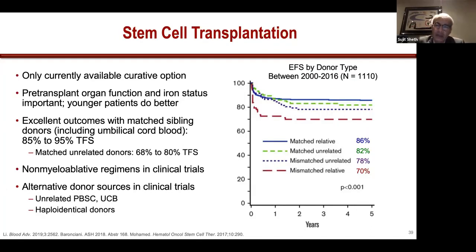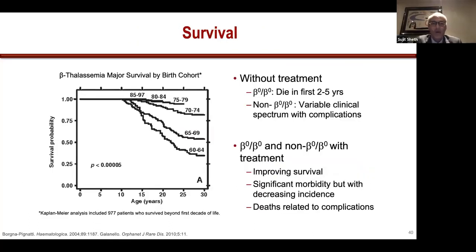So it is the only curative option currently, and it is recommended for individuals who are in good shape and who have a matched family donor. Overall survival: without treatment, individuals with beta-0 thalassemia would die in the first 2 to 5 years of heart failure related to the severe anemia that they have. Non-beta-0 individuals have variable complications, and survival is not quite as low as that, but they don't tend to do very well overall as a group unless they get supportive care and comprehensive management as well.